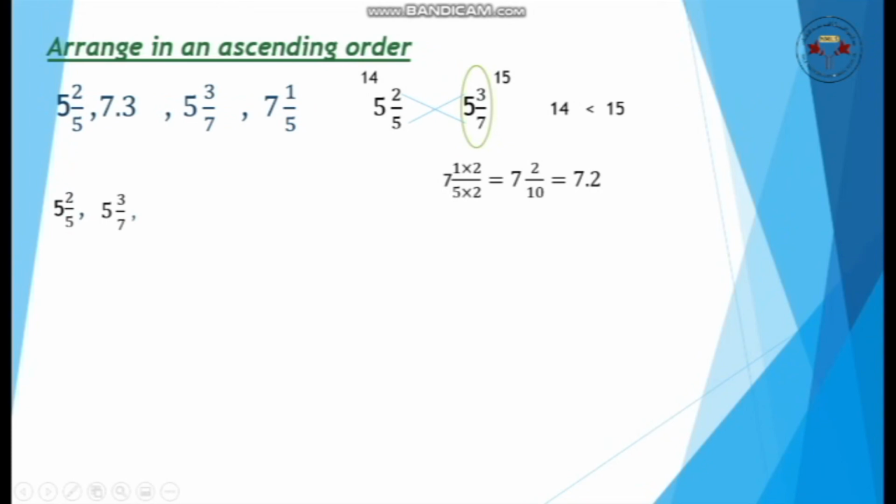Now the decimal point will be one place from the right-hand side, so it will be 7.2. Now we have 7.2 and 7.3, and it's clear that 7.3 is greater than 7.2. So the smaller one is 7.2, which is 7 and 1 over 5. Then 7.3 is the last one.